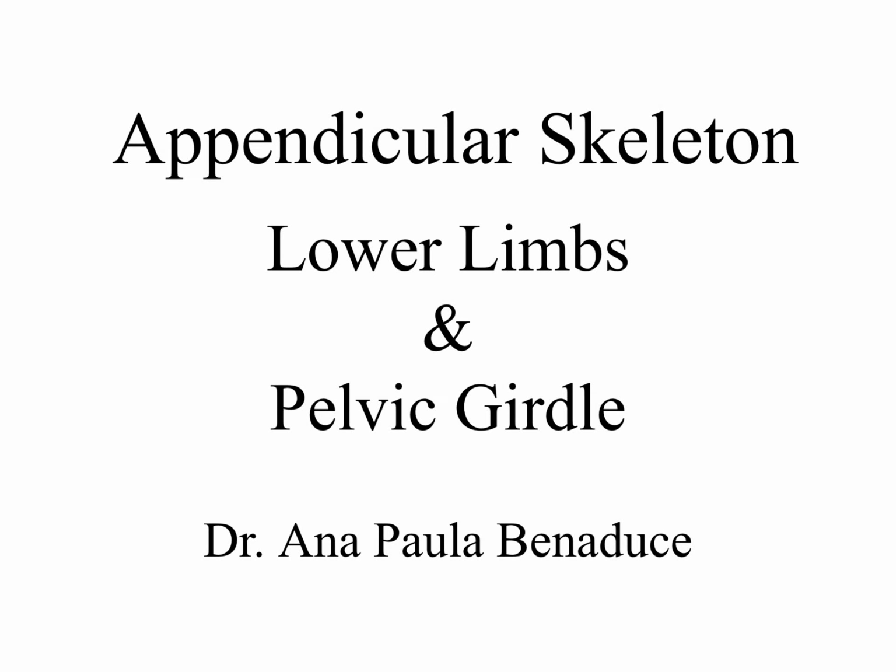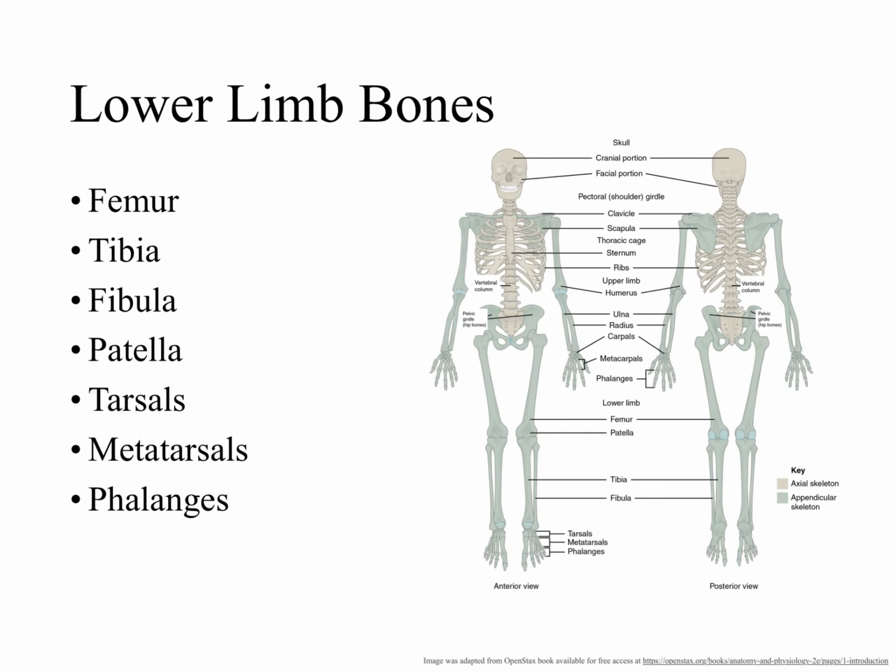In this video, we'll go over the appendicular skeleton, specifically the lower limb bones and the pelvic girdle bones. Our lower limb is divided into three main regions. We have the thigh, we have the leg, and we have the foot. Together, these three regions form our lower limb.